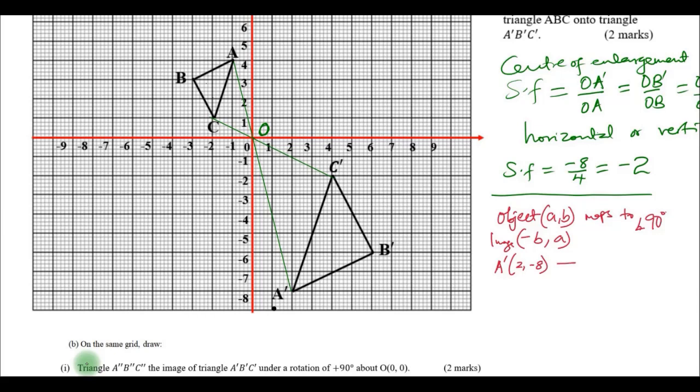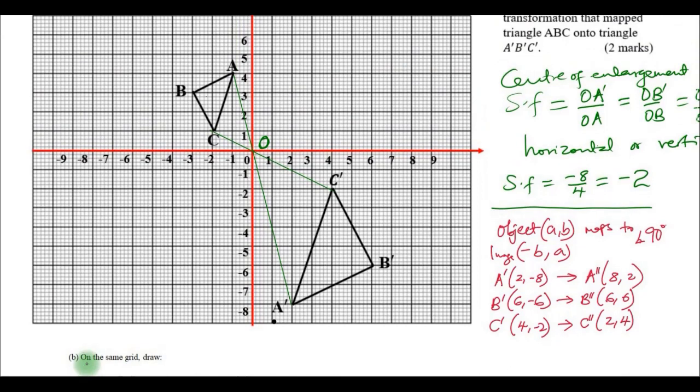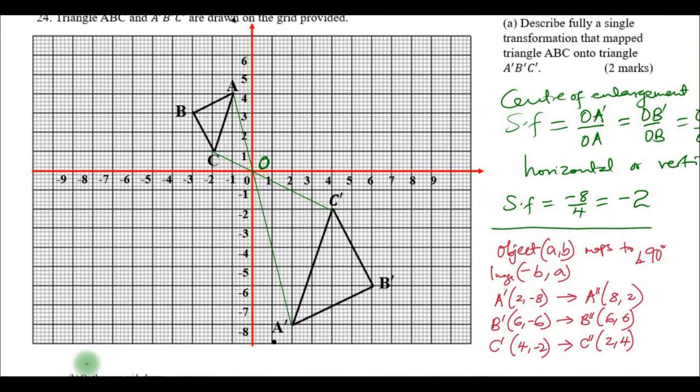2, minus 8, is mapped to A double prime. The image will be 8, 2. Then B prime, which is 6, minus 6, will be mapped to B double prime through an angle 90 degrees about the origin. So this will be 6, 6. And then C prime, which is 4, minus 2, will be mapped to C double prime, which will be 2, 4. So those will be the coordinates of the new triangle, and then we can plot. So A double prime is 8, 2. That's the point we have. Then B double prime is 6, 6.